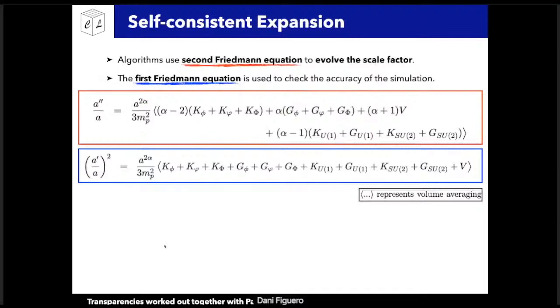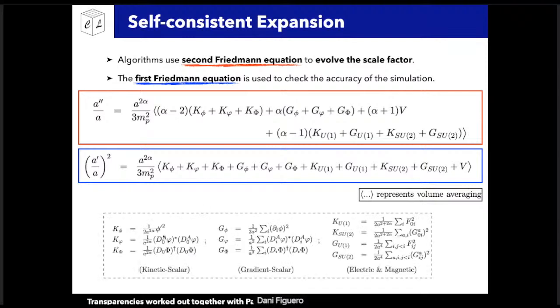Okay, and how do we evolve the expansion of the universe? We use the second-order Friedmann equation, the one that dictates the acceleration of the scale factor, and this is sourced by all kinetic terms of the scalar sectors, gradient terms of the scalar sectors, potential term of interaction, and kinetic and gradient terms of the gauge sector. So here are the typical expressions. We don't need to comment on them in detail. They are the typical expressions of a scalar dynamics or gauge scalar dynamics.